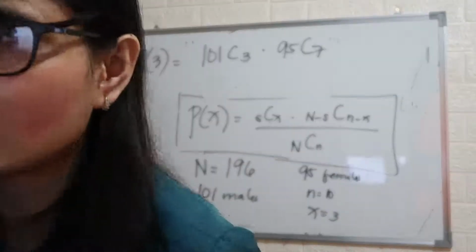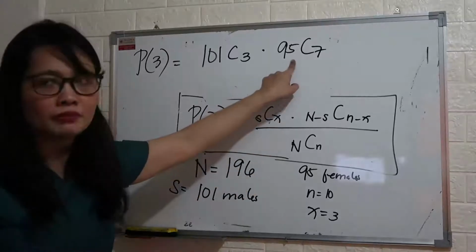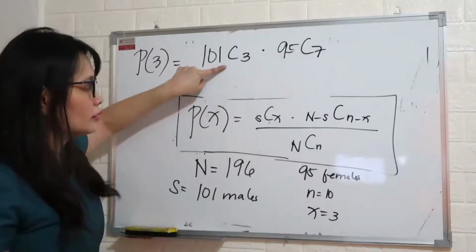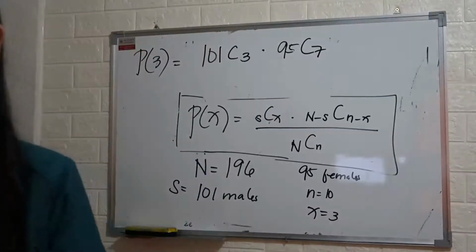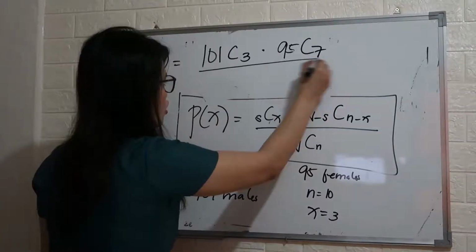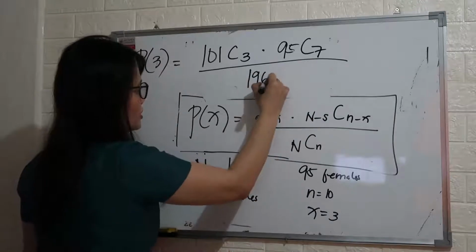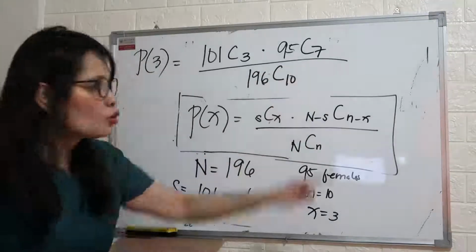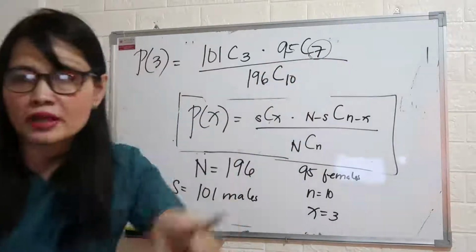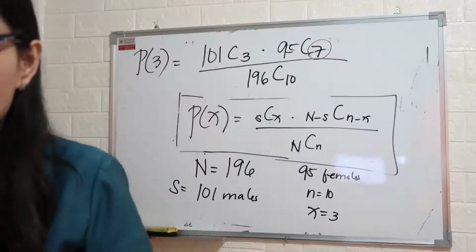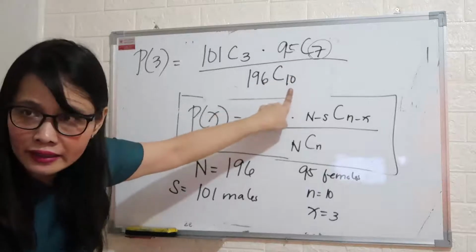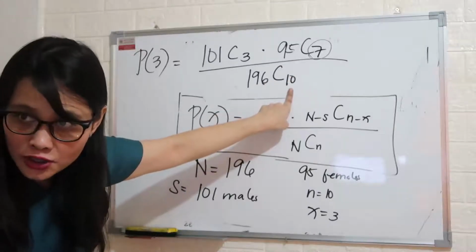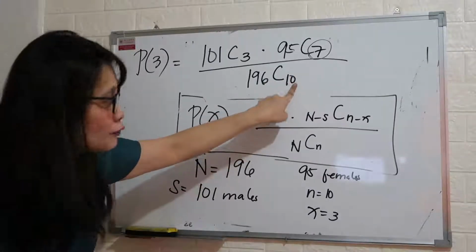Miss, why is it only 7? This is for female and then this one is male. Over 196 taken 10. So what do you mean by 7 here? Ano ibig sabihin ng 7? Remember that out of 196, we need to select 10 volunteers. Am I right? 10 volunteers.